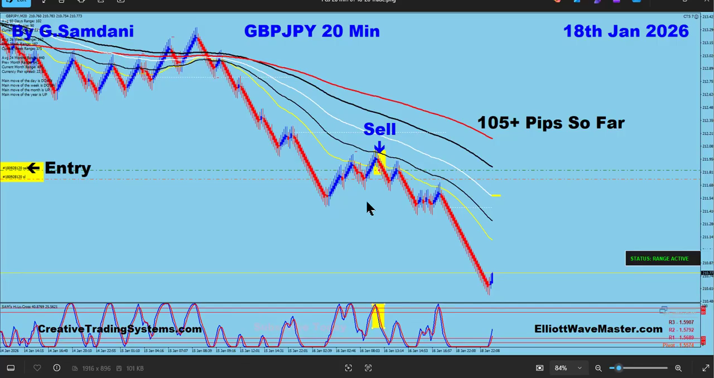Four conditions have to be there, and once they are there, then my EA CTS 7 robot, my automatic trading robot, opens the trade, places the SL, and all of that. And then I see it, and according to the daily range, I close the trade. All right, so this is how the system works.